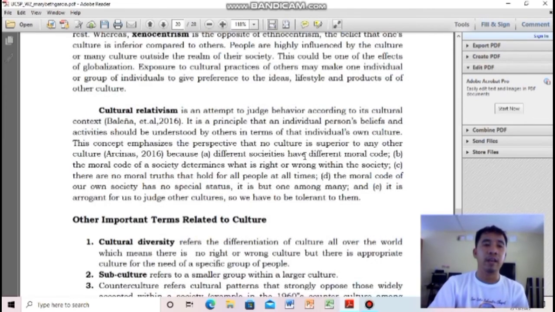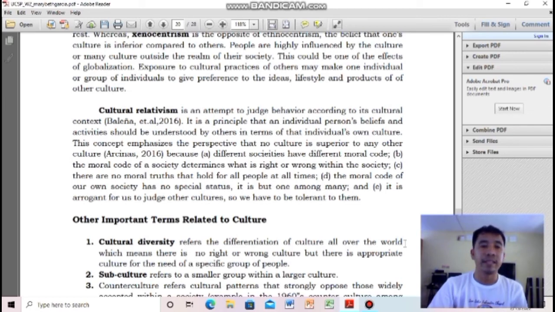Okay, next will be cultural relativism. Cultural relativism is an attempt to judge behavior according to its cultural context. It is a principle that an individual person's beliefs and activities should be understood by others in terms of that individual's own culture. Amo dapat ang obrahon naton, no? Aton nga i-evaluate, no? Aton nga i-assess ang kultura sang iban gamit ang ila mismo man nga kultura, hindi ang aton nga kultura. Correct?